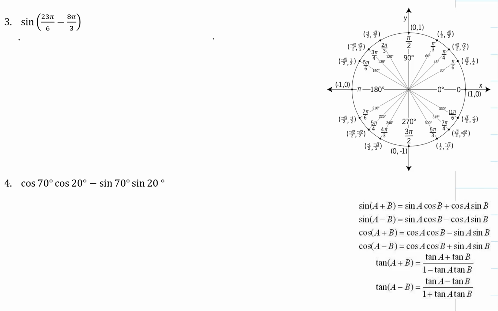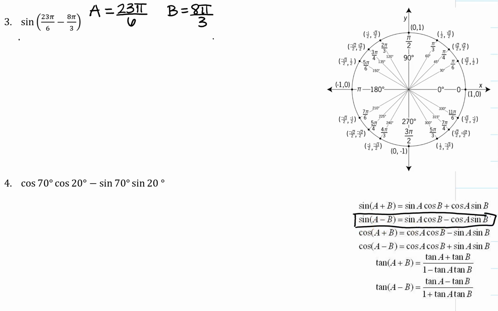In example 3, we are going to find the exact value of sine of 23 pi over 6 minus 8 pi over 3. This is already in the form of sine a minus b, and so we will be using the sine difference formula, where a is equal to 23 pi over 6 and b is equal to 8 pi over 3. So we will be using the sine a minus b formula.